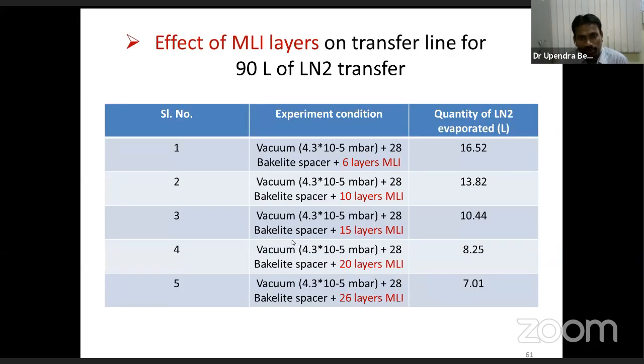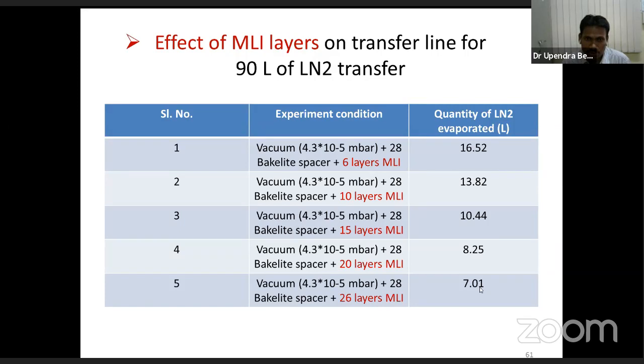So for different layers of multi-layer insulation, the cool down curve shows the effect of multi-layer insulation on this transfer line. With vacuum of the same order, 4.3 into 10 to the minus 5 millibar, and keeping the bakelite spacers at 28 in number, by varying the multi-layer insulation, you can see with 6 layers of MLI, the quantity of coolant evaporated is 16.5 liters, and for 10 layers, it has come down from 16.5 to 13.82 liters. With 15 layers of MLI, with all other parameters constant, it has come down to 10.44 liters, and with 20 layers of MLI, it has again come down to 8.25, whereas for 26 layers, it has come to 7.01 liters, while transferring 90 liters of liquid nitrogen.